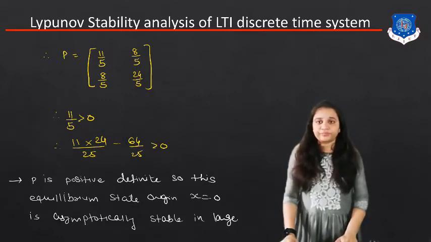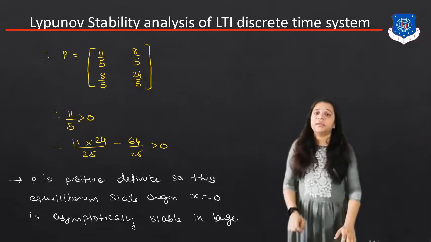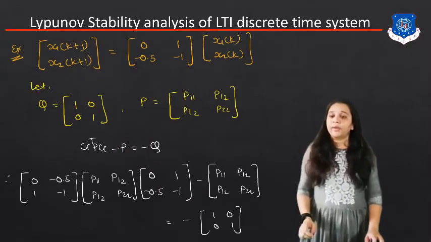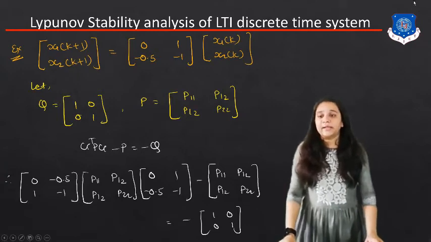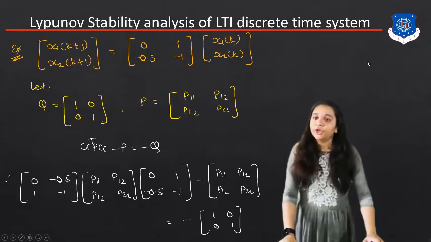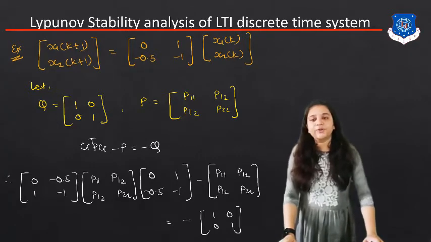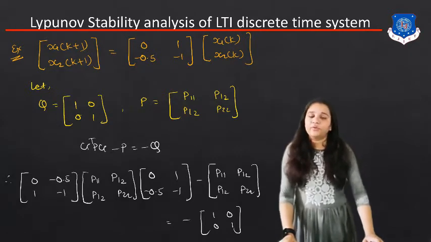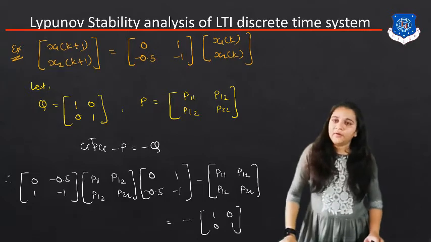Okay. So if any system is given in the discrete form, you have to remember this equation: G transpose PG minus P is equal to minus Q. Put the values of G, P and Q in this equation, and we can easily identify the scalar function.